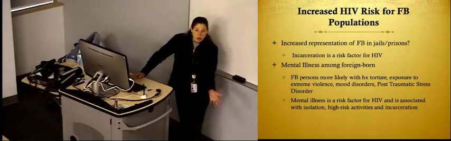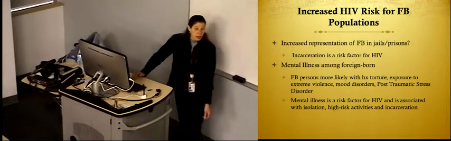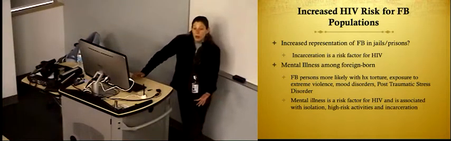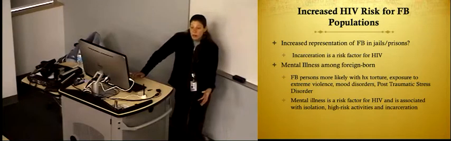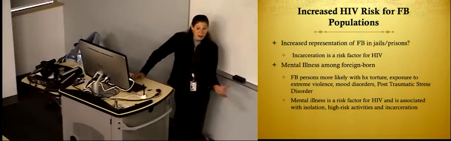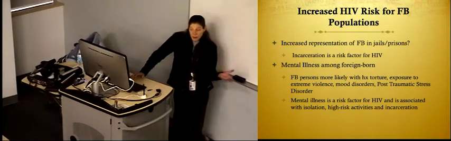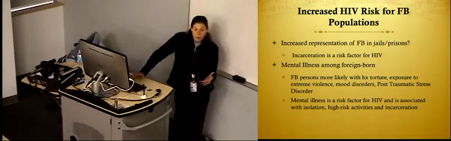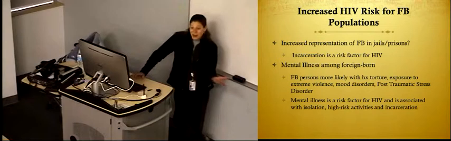It is known that there's an increased representation of foreign-born individuals in jails and prisons, and incarceration is a risk factor for HIV. So there's another factor. And then mental illness among foreign-born. So we know that, for example, folks coming from often conflict-ridden African countries have been exposed to some horrible things oftentimes. And they have PTSD, they have mood disorders, they have anxiety, there may be extreme violence, they may engage in behaviors that they wouldn't otherwise, become incarcerated, and so again, their risk may be increased for HIV.